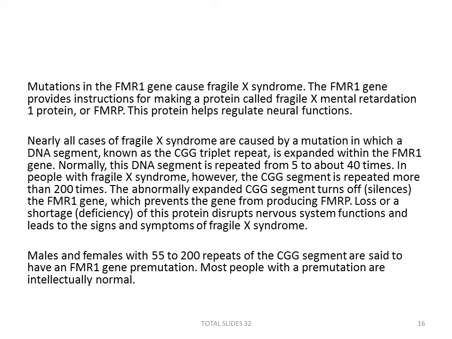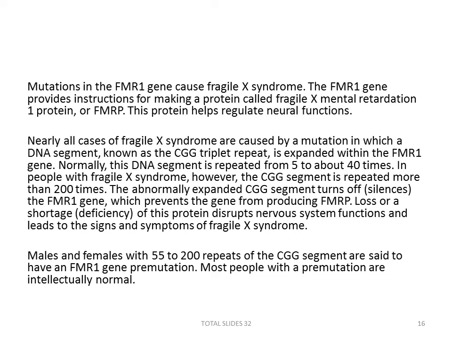Abnormally expanded CGG repeats will affect the expression of the FMR1 gene, which prevents the gene from producing FMRP. Loss or a shortage or a deficiency of this protein will disrupt nervous system function, which leads to signs and symptoms of Fragile X.